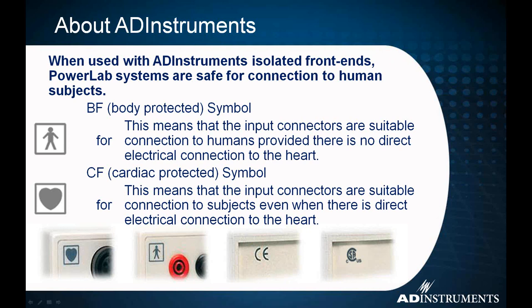Next, keying into that same question, how can I connect things? How do I know that I'm safe to connect it to a human test subject? Any of our equipment, for instance our bioamps or some of our isolated stimulators that can connect to a human directly, will have the body protected symbol, the little man in the square box. If it is allowed to have a direct electrical connection to the heart, it'll have the cardiac protected symbol, the heart inside the box.